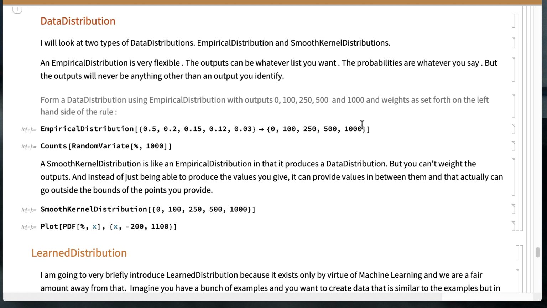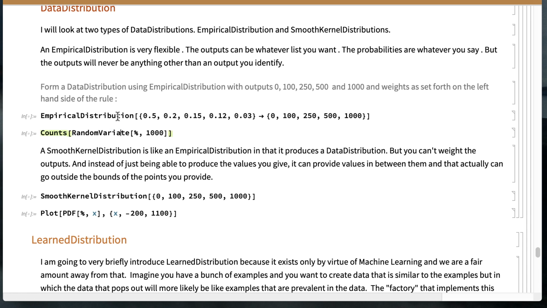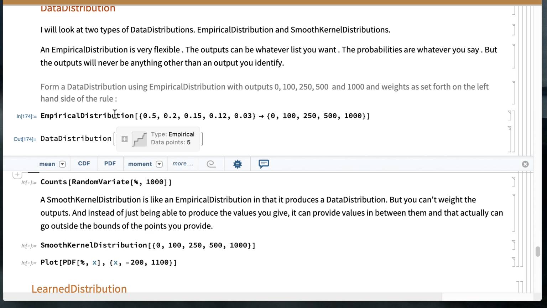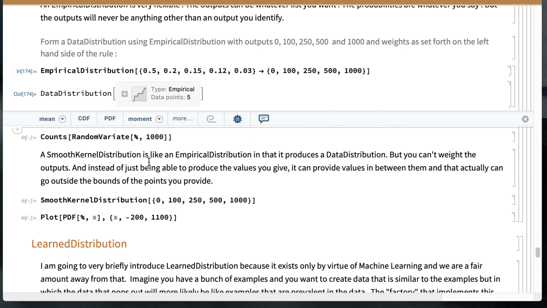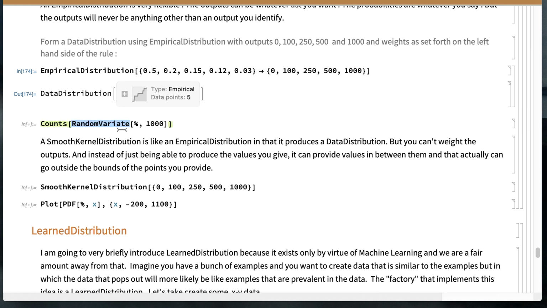And I want to just represent that as a distribution so I can do things like make stuff from that, or ask what's your PDF. I just wrap that relationship in EmpiricalDistribution in the Wolfram Language, where the domain elements go to their probabilities, and I get a species of data distribution called an empirical distribution, and I can do the usual stuff like say, hey, make me 1,000 out of you, and let's count up what we have.